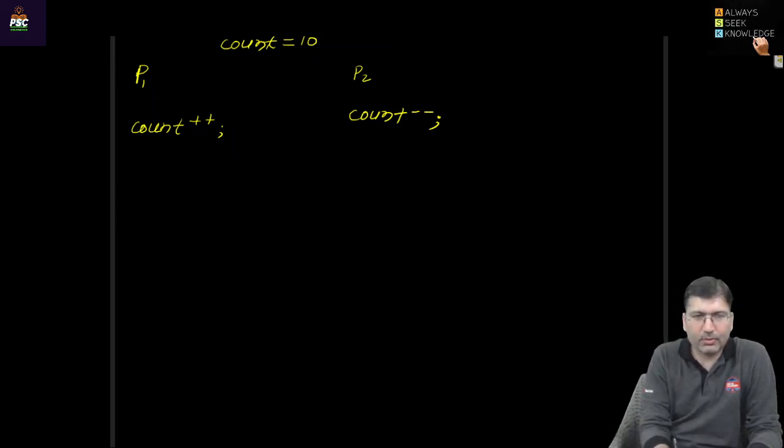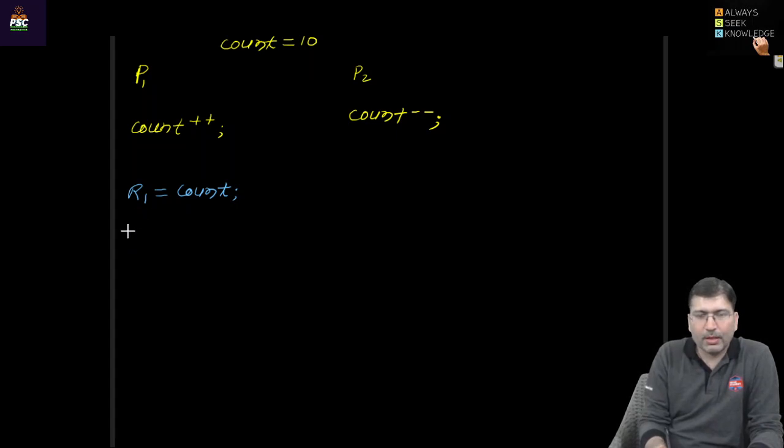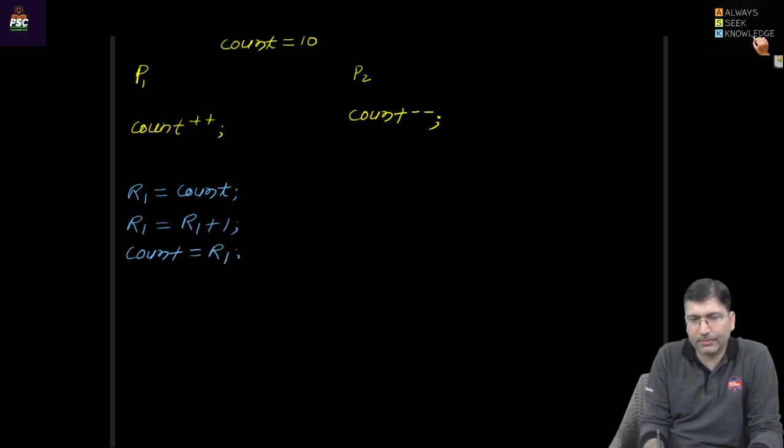So let's say if we convert this into the low level, the very first thing, at low level we involve some registers. So let's say I'm taking register R1, and R1 is first getting loaded with the value of count, and then the register value R1 can be incremented. So R1 plus 1 I'm storing in R1, and then finally the value of count can be updated with the value of R1.